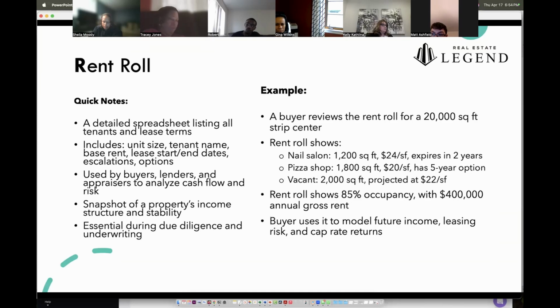Rent roll, very important. You've got to know the rent roll. You've got to know what this property is bringing in. So if it's a nail salon, the rent roll is going to show exactly what square footage it is, how much it is per square foot, when it expires. The pizza shop has a 5-year option. There's one that's vacant. It's projected at 22. I need to know what's currently being rented out, the current square footage, price per square foot, how much occupancy we have, how much vacancy we have. Very important for me to understand my numbers, especially if I'm going to buy something. I need to know what the rent roll is.